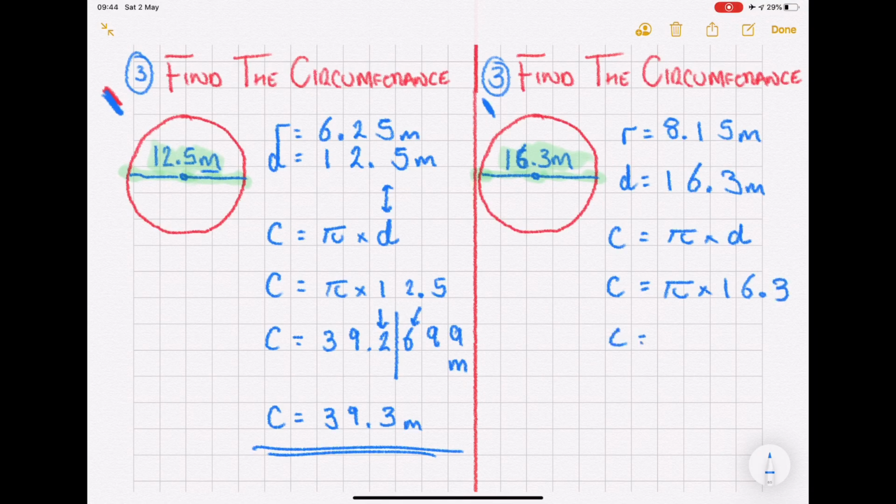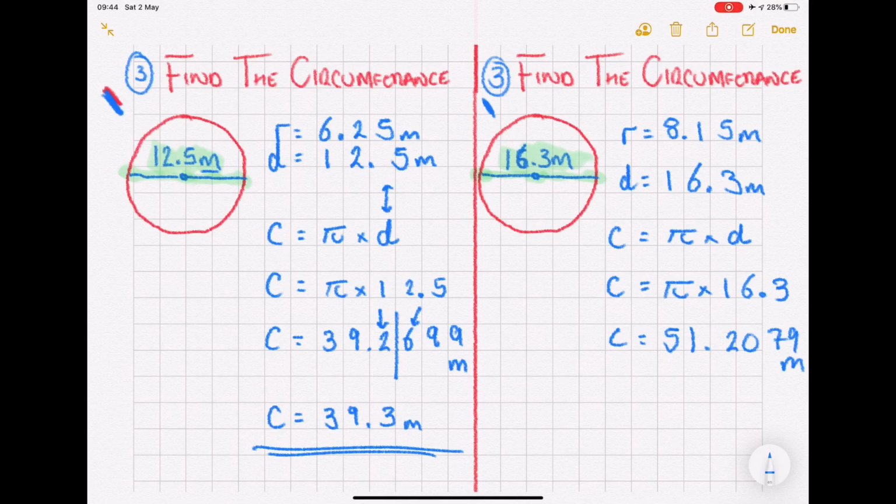Now let's type that into our calculator. Pi times by 16.3 gives us 51.2079. And we're working in metres, so that's a metres on the end there.